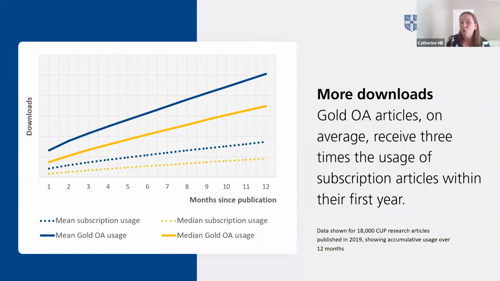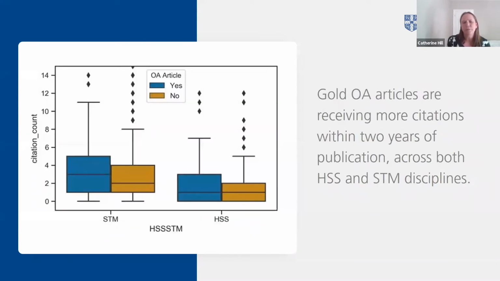Whether you look at the mean or the median, across the list as a whole, open access articles have been getting roughly 3 times more usage on average than their non-OA counterparts. And this effect is immediate, visible in the first month after publication and persisting through to month 12. Moving on to look at citations. So looking at the same 2019 dataset, we also have some limited evidence emerging around citation patterns.